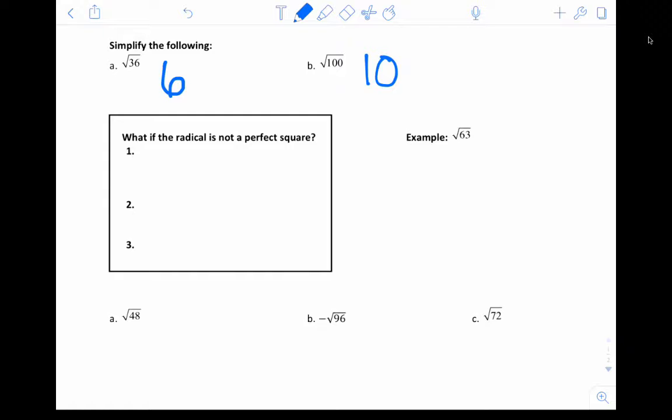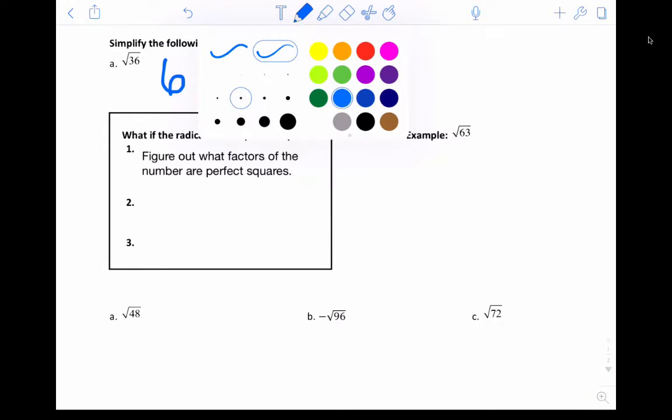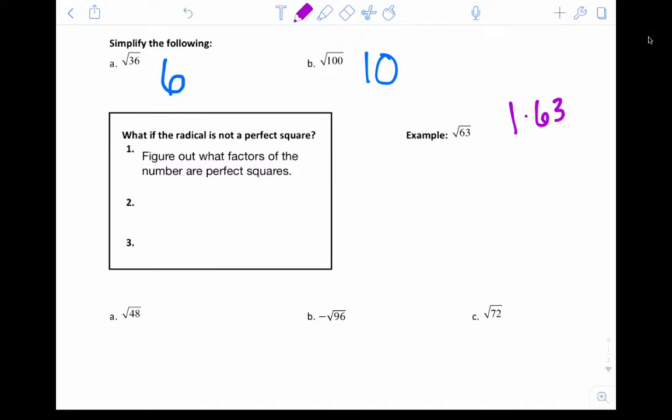Well, the first thing we need to do is think about the factors of this number and figure out which factors are perfect squares. So let's go ahead and list out the factors of 63. 63 is 1 times 63, 3 times 21, 7 times 9, and then 9 times 7, 21 times 3, and 63 times 1. We already have those, so we don't need them.